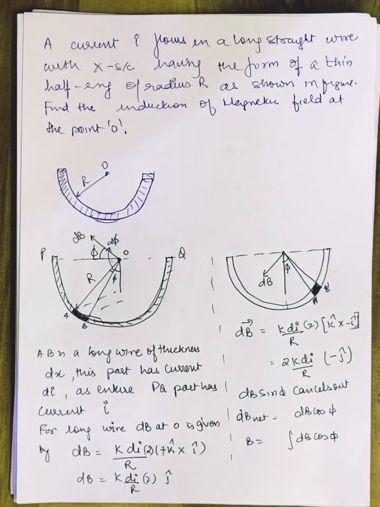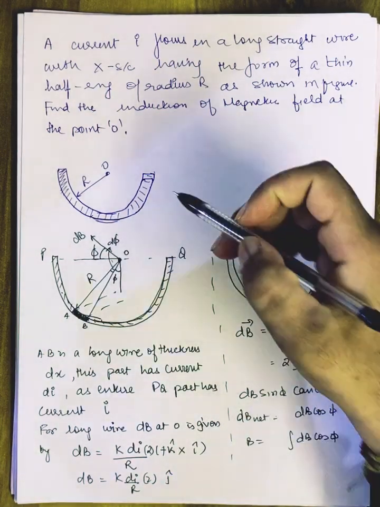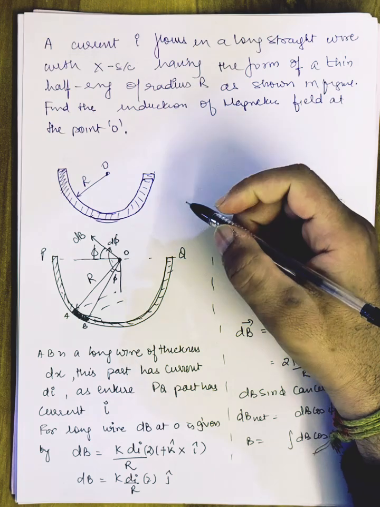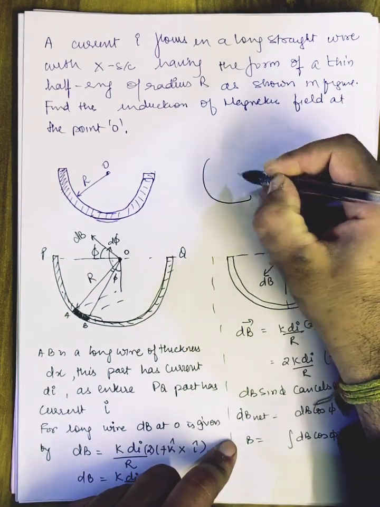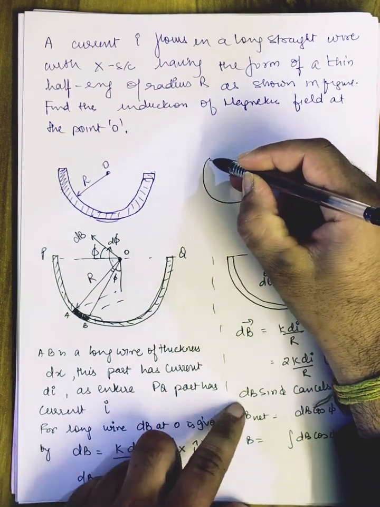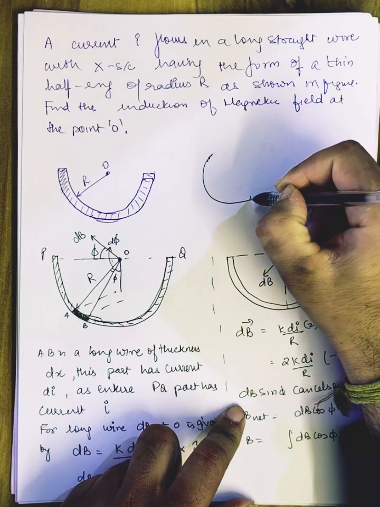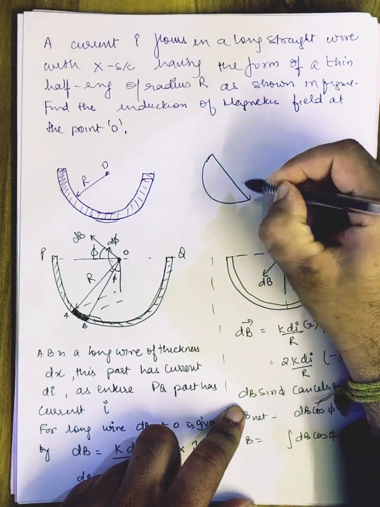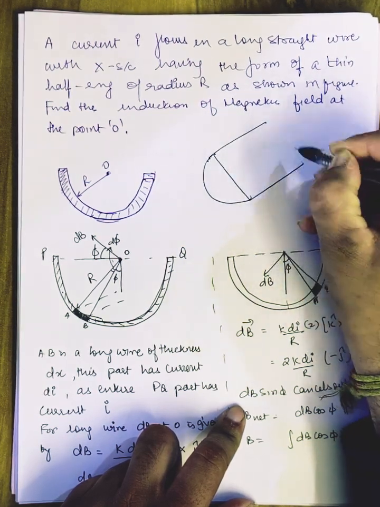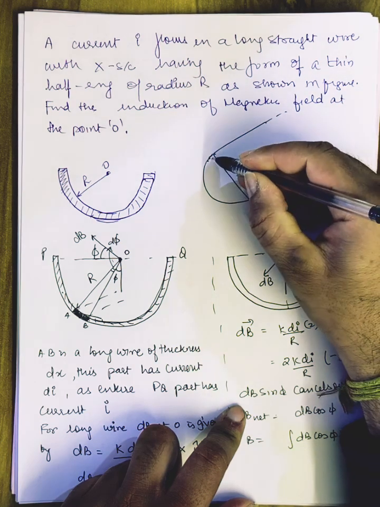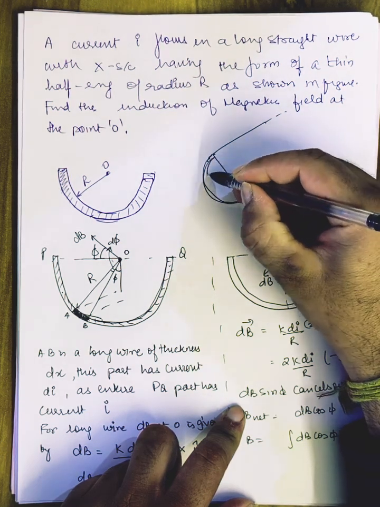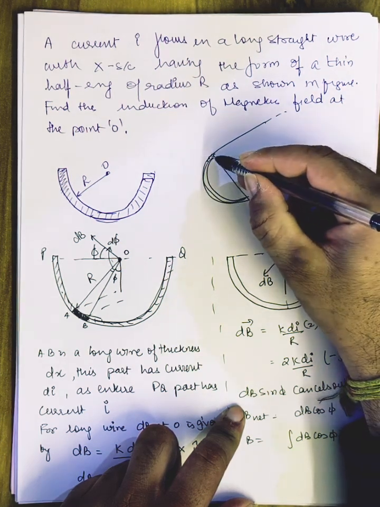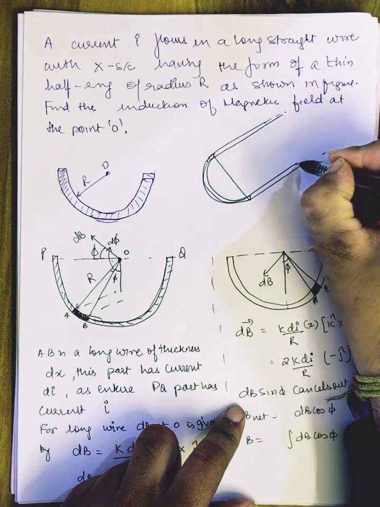A current I flows in the long straight wire with cross section having the form of a thin half ring. Actually, I'll show you how this diagram is visible. It's like a semi-cylinder. It is like this. Okay, it is like this. It's a semi-cylinder. So we are showing only the cross section of it.